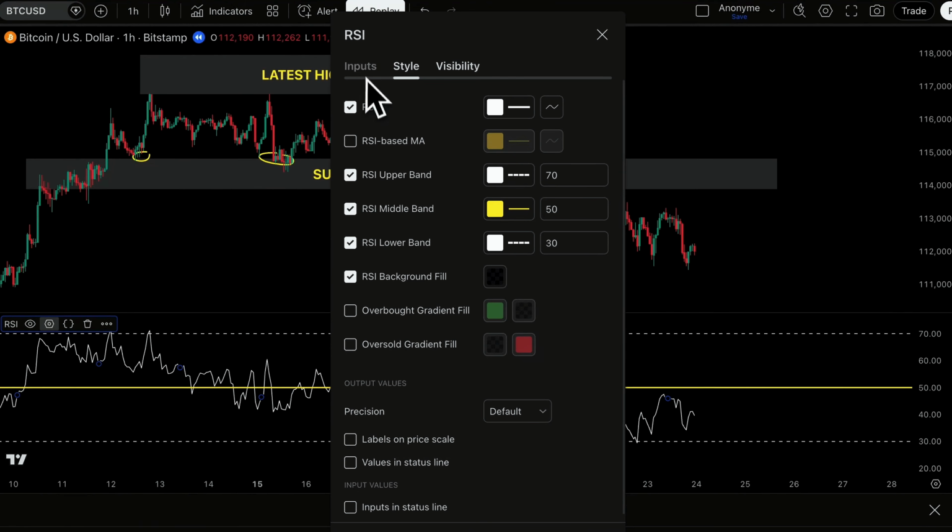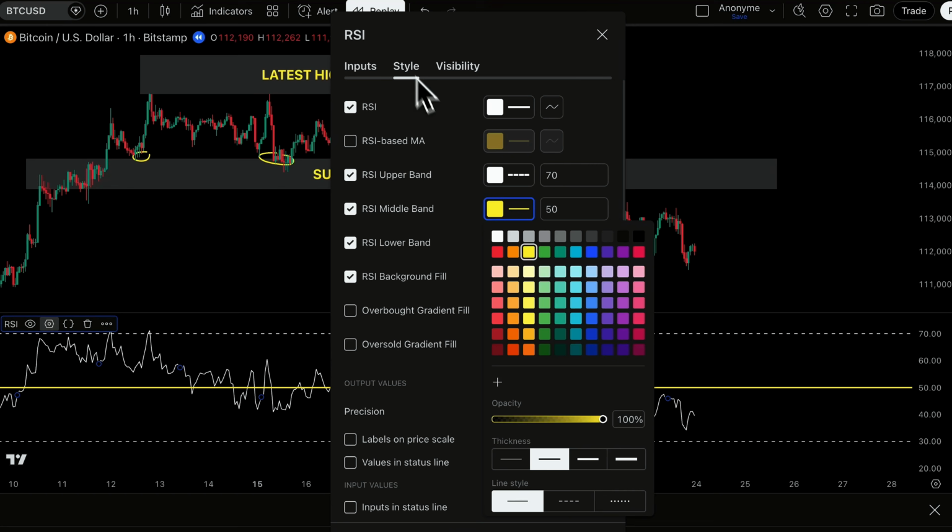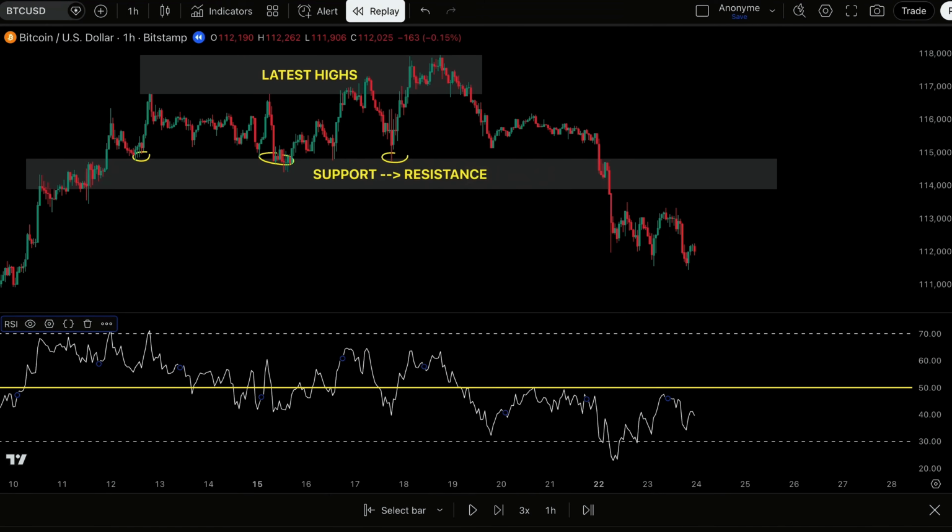Go into the settings, and right here you type in 21. You can then make the 50% RSI line much more visible. Pick whichever color you like, and then just confirm it.